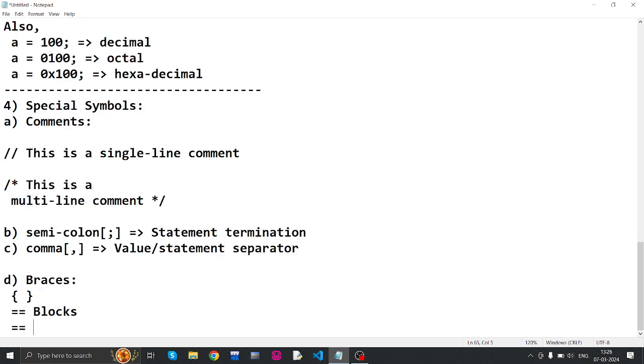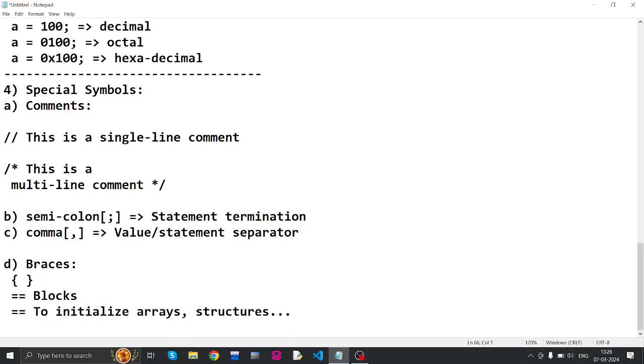Another purpose of these symbols is that they are used to initialize arrays, structures, unions, such types of elements. What is an array, what is a structure, what is a union, what is an enum? We will see them one by one, but in these cases, the curly braces are used.